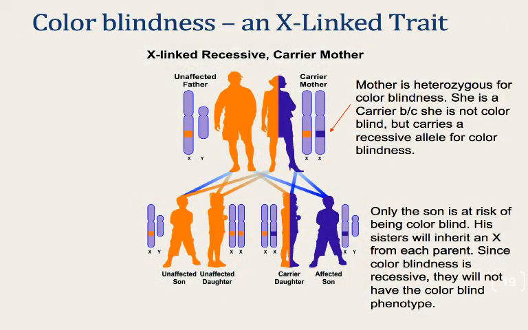Now let's look at how X-linked traits work. If the mother is heterozygous for colorblindness, she is a carrier because she is not colorblind, but carries a recessive allele for colorblindness. The father does not carry an allele for colorblindness, so he is not a carrier. Daughters will inherit one X from the mother and one from the father. Since the trait is recessive, they will not be colorblind. However, the sons only inherit one X chromosome. If they inherit the colorblind allele from the mother, they will be colorblind.